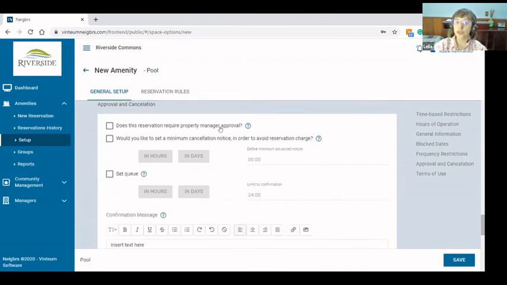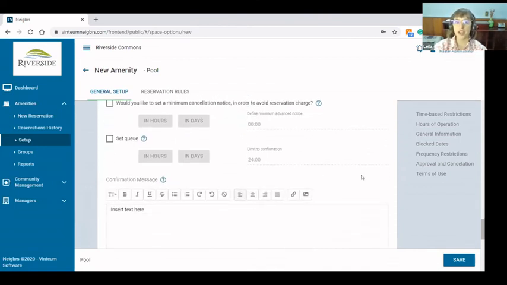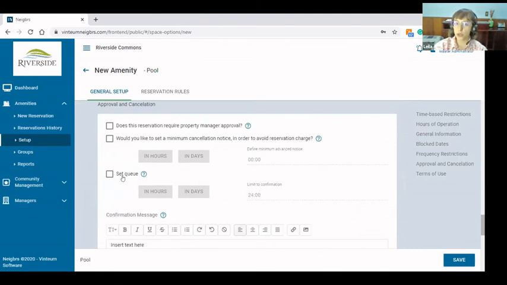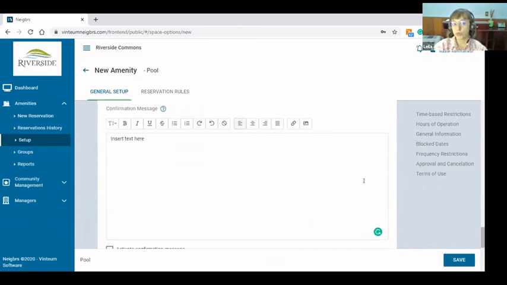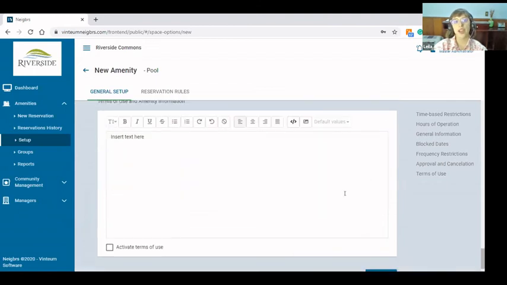And then if it requires approval, I can do that. I can set a queue, so a waiting list. They can get their confirmation message. So it could be as simple as thank you, or it could be more detailed rules. Again, I can include the terms of use. So don't use if you have COVID, for instance.